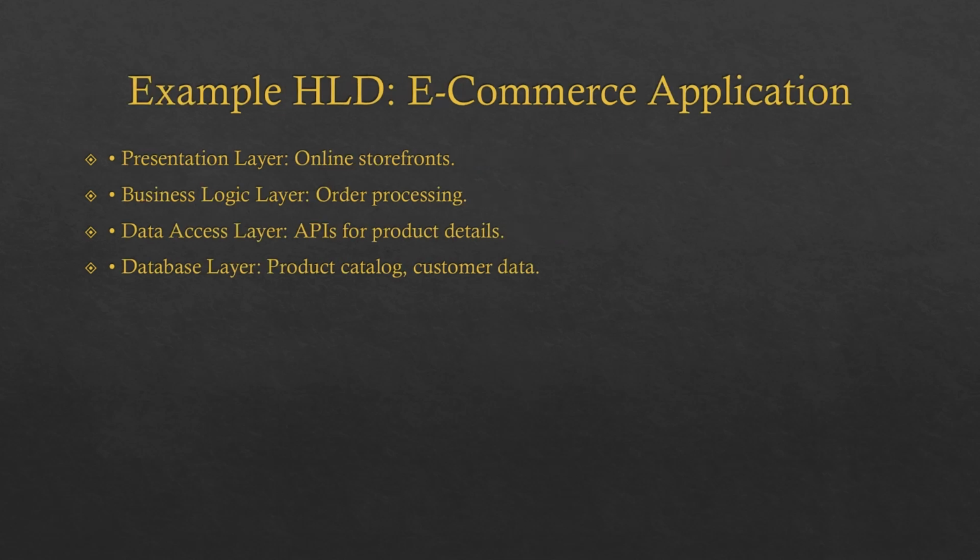Here's an example of how this might work in a real-world e-commerce system. The presentation layer would include the user-facing elements like the website or mobile app. The business logic layer would handle things like order processing and payment calculations. The data access layer would provide APIs to fetch product details, while the database layer stores customer orders and product catalogs.